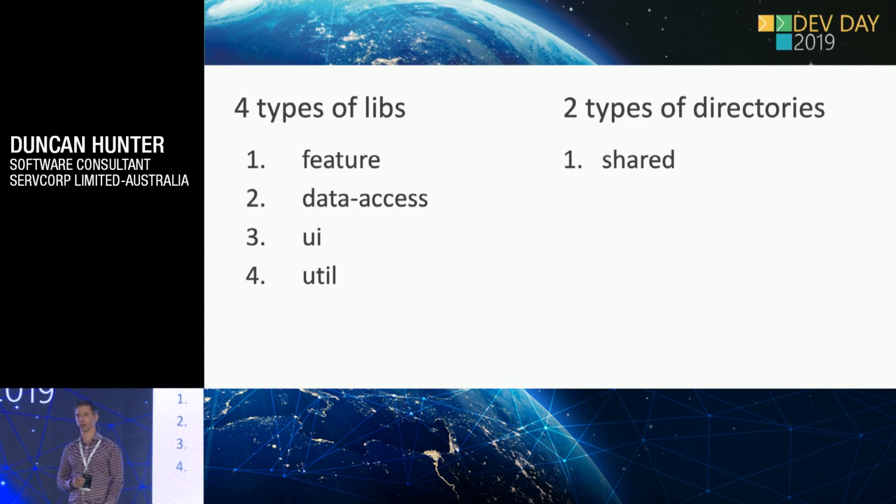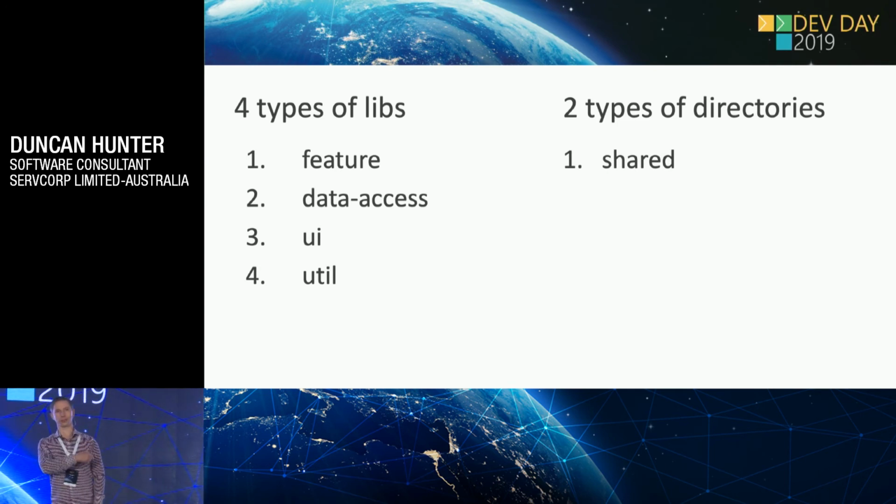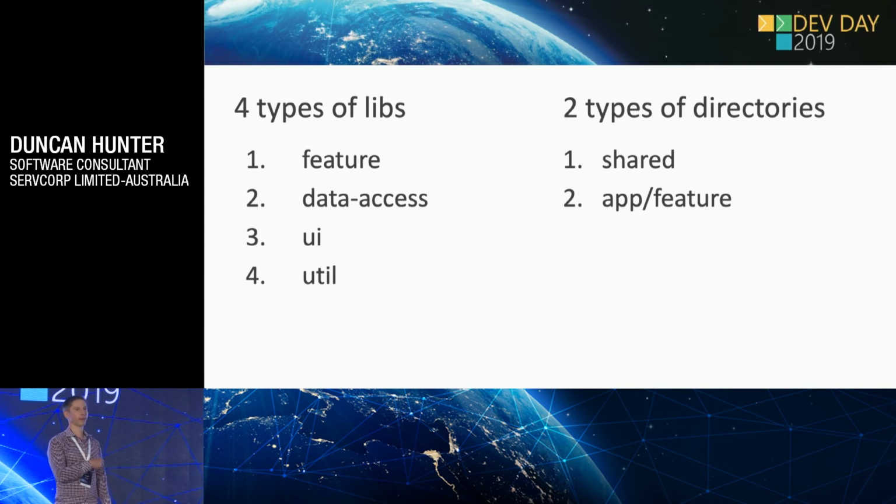So there are 2 types. There's shared, which makes sense: anything everybody can have goes in this folder. But it's this one that's tricky, the app feature folder.